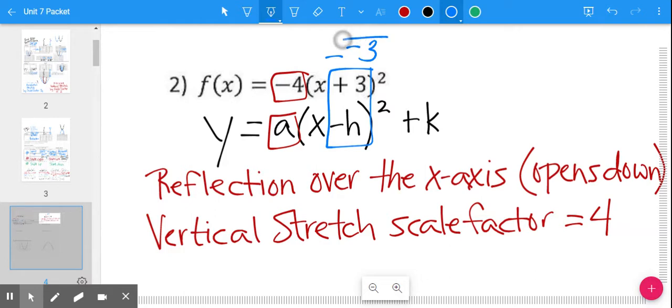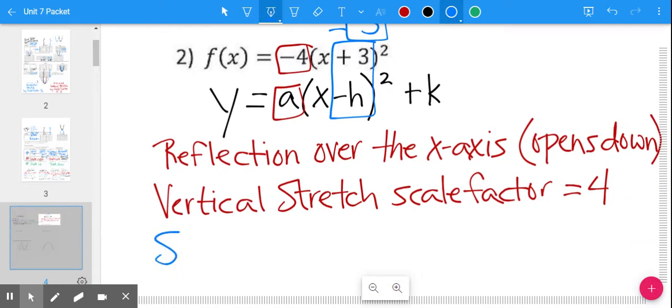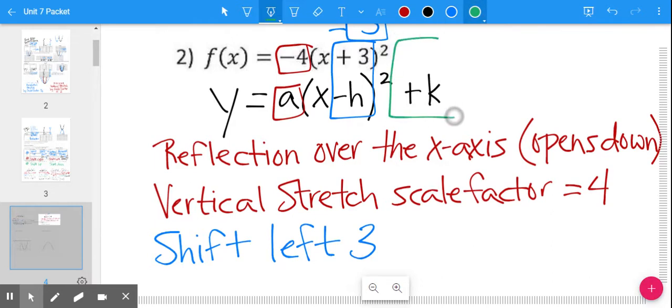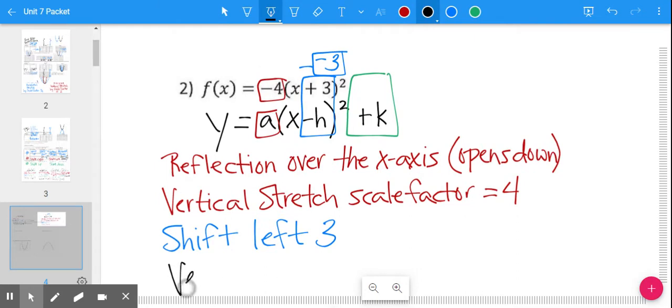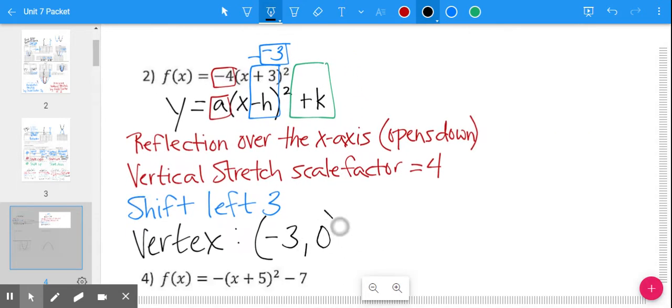So your h value is actually this negative 3, which tells us that we go left 3 units, so shift left 3. And there is nothing added on the end, which means your k value is 0. So we're not shifting up or down. So our vertex. Vertex is h, k, so your h is negative 3, and your k is 0, because there's nothing added on the end there.